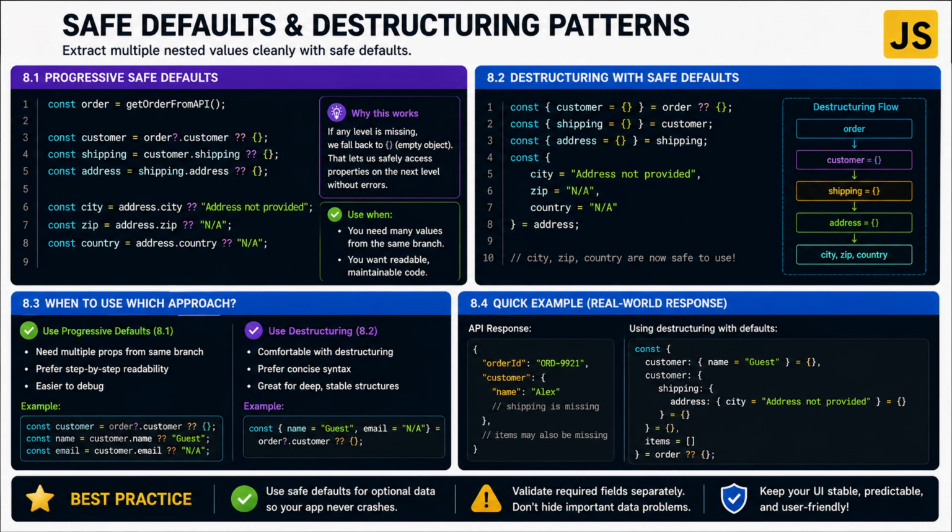This can be useful when you need several properties from the same nested branch, but do not overdo it. If you only need one value, this is often simpler. const city = order.customer?.shipping?.address?.city ?? 'Address not provided'.